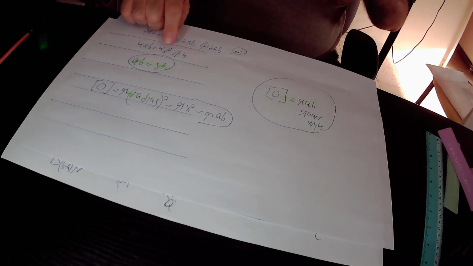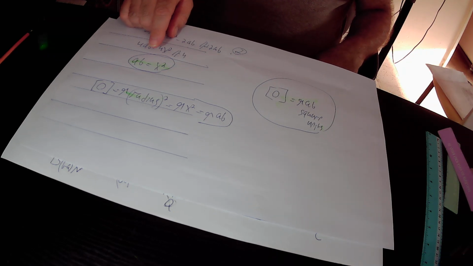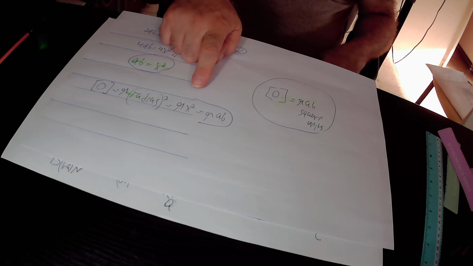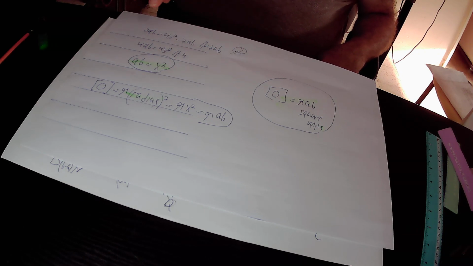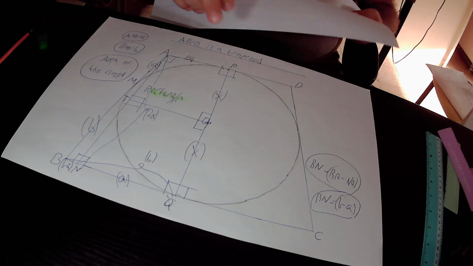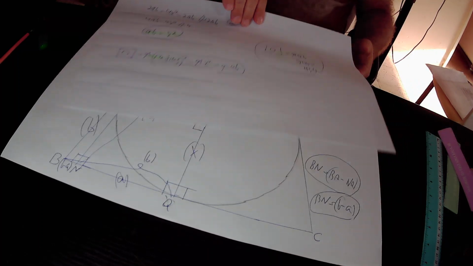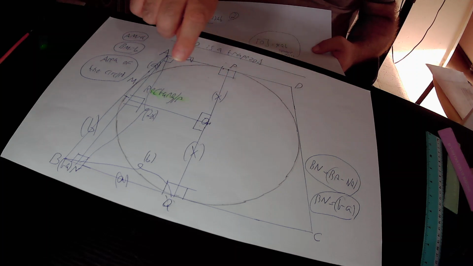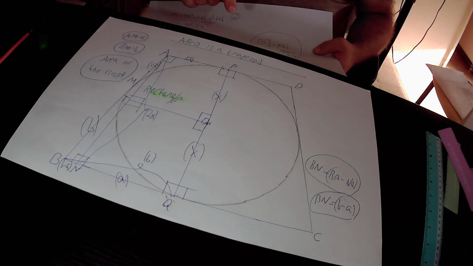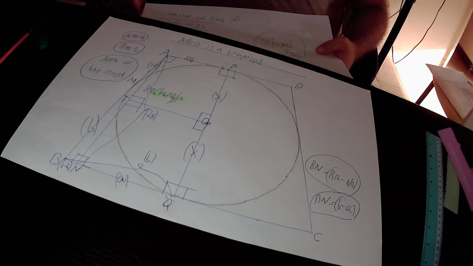But we already found that x squared equals AB. Therefore, we substitute x squared here by AB. In total, we found that the area of this circle is equal to pi times AB. We finish with the first question.